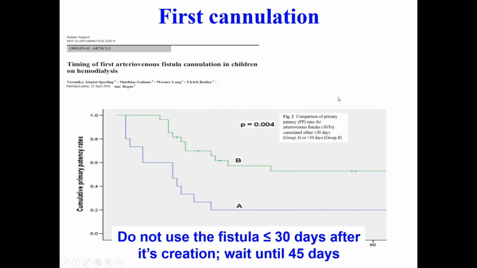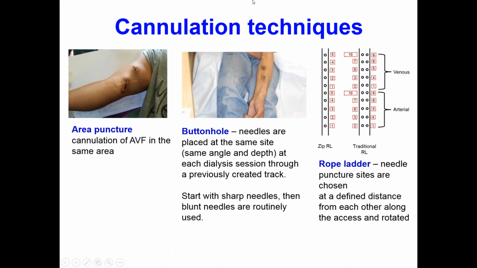The techniques for cannulation are 3 different types. An area puncture, so cannulation within the same region or same area on the vein. A buttonhole technique, where needles are placed at exactly the same site and exactly the same angle and depth at each dialysis session, and ideally with the same nurse or the same person doing it, so that the continuity and the consistency is there. And then over a period of a few weeks, you create a track, so that this track can then in the future be needled with blunt needles.